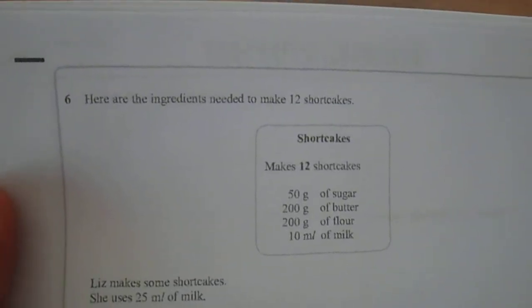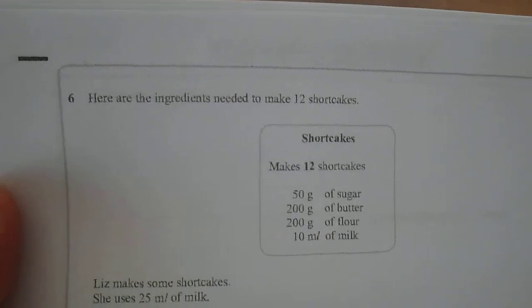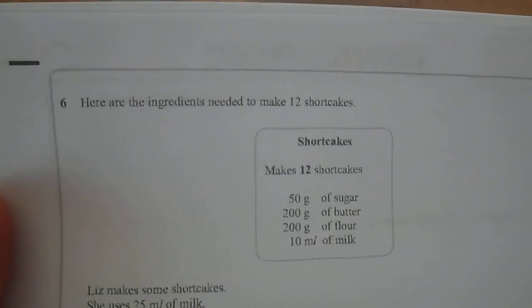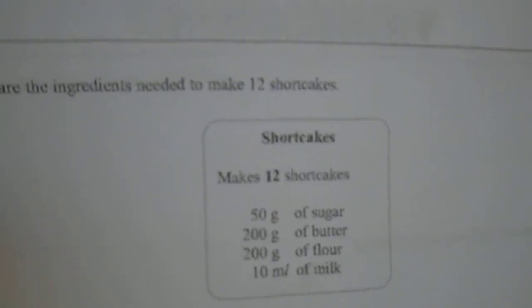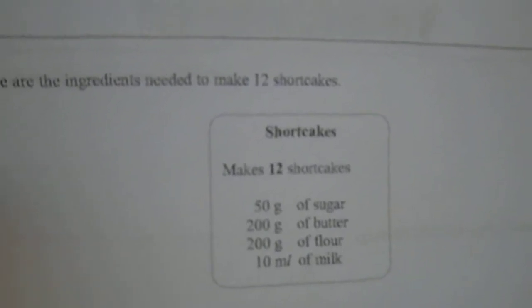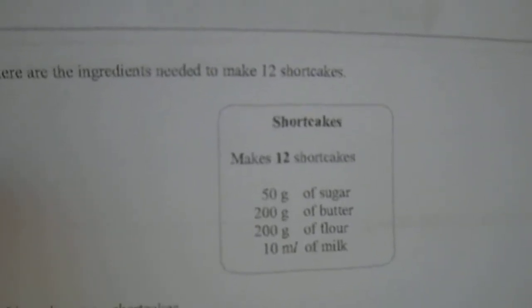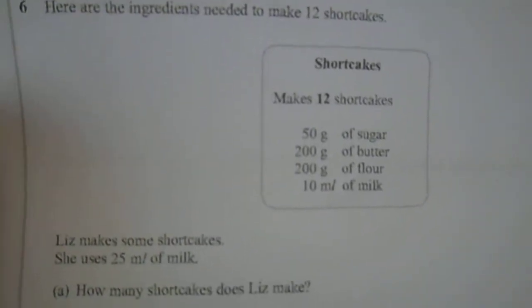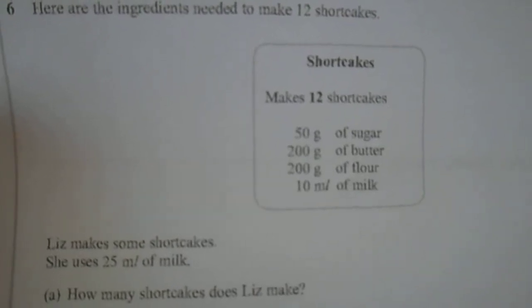Hi guys, so today we are going to look at one of the most famous proportion questions which crops up every other year in the GCSE paper. So here are the ingredients needed to make 12 shortcakes. To make 12 shortcakes you need 50 grams of sugar, 200 grams of butter, 200 grams of flour, and 10 milliliters of milk. Liz makes some shortcakes. She uses 25 milliliters of milk. How many shortcakes does Liz make?